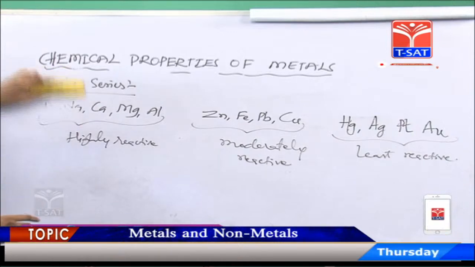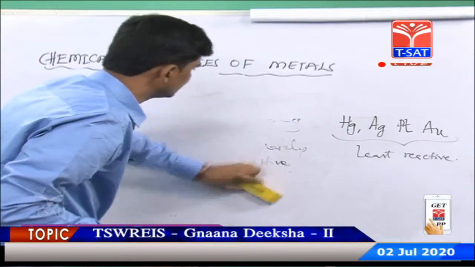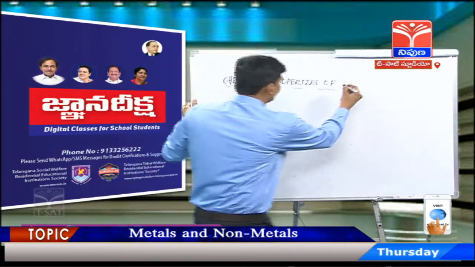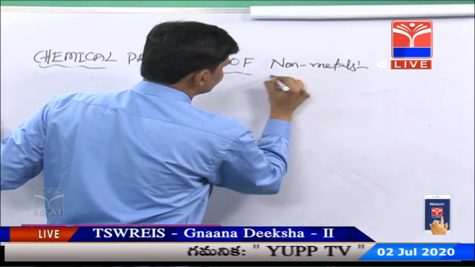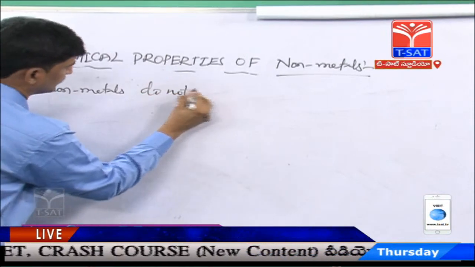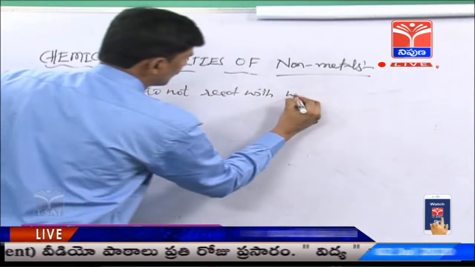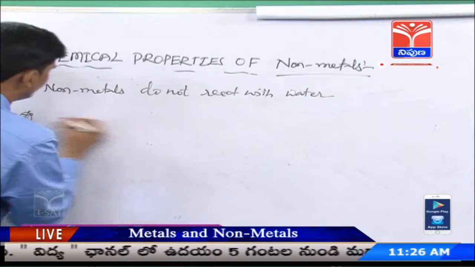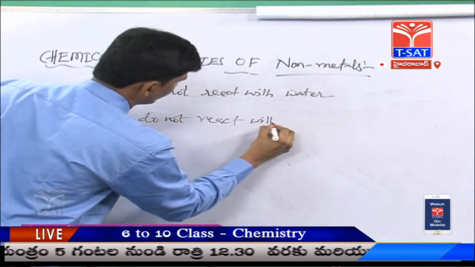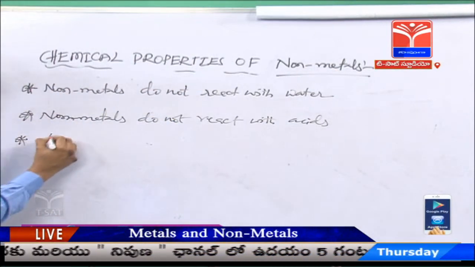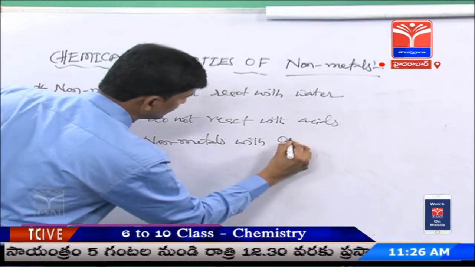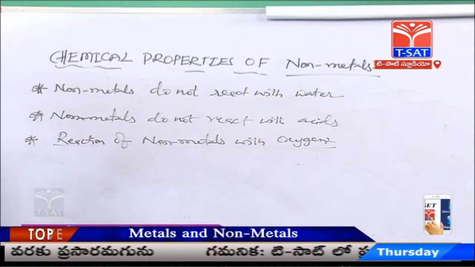Next, let us see the chemical properties of non-metals. Children, non-metals do not react with water, and non-metals do not react with acids, they just react with oxygen. Reaction of non-metals with oxygen. For this we have one slide, children, you can see.